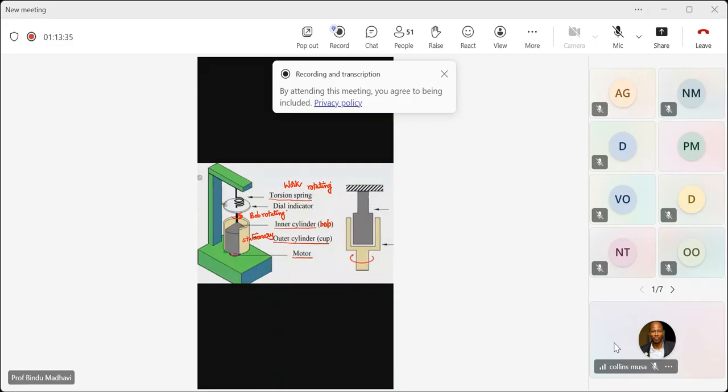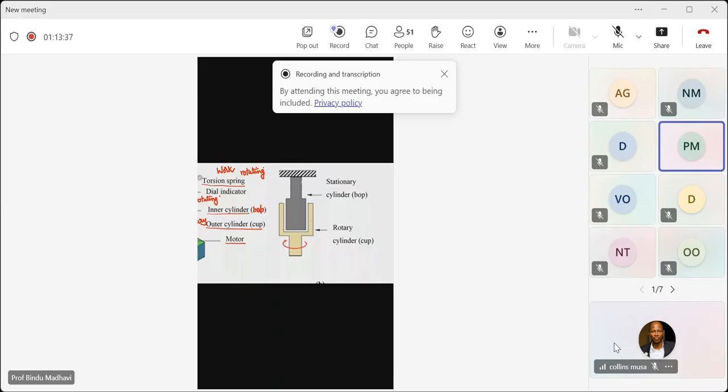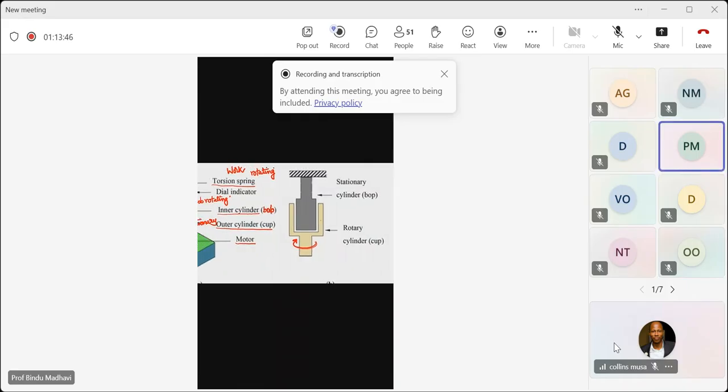Here, you can see the bob is rotating. And here you can see the cup is rotating and the bob is stationary.